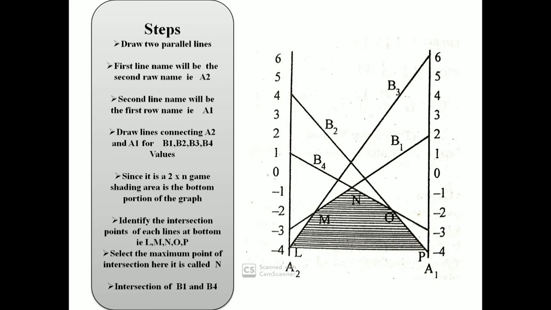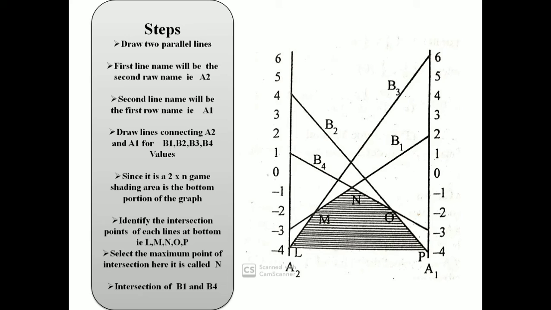Let us see the procedure. First, we have to draw 2 parallel lines, called A2 and A1. You give A2 as the first variable and A1 as the second variable, and you identify each value of B1, B2, B3 and B4. Then you plot the values by connecting a line between A2 and A1.